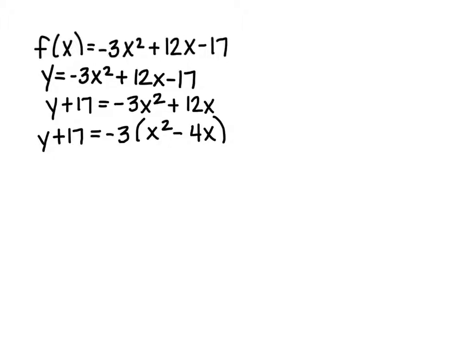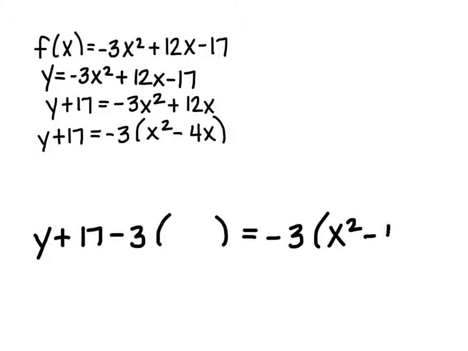Now comes the completing the square part. What we're going to do is create a little bit of space on that left-hand side. Since the number in front of our x squared was a negative 3, we need to account for that on the left-hand side. So I'm going to write y plus 17 minus 3 times, and that is going to equal negative 3 times x squared minus 4x plus something. We don't know what that is yet. That's what we need to figure out.